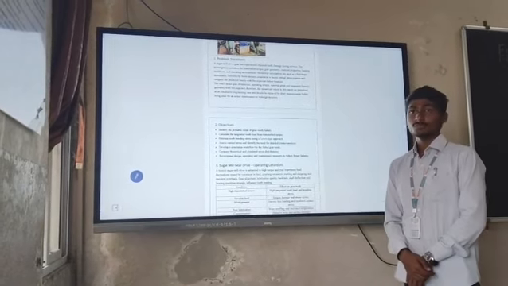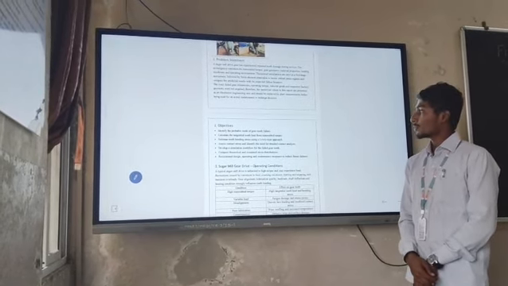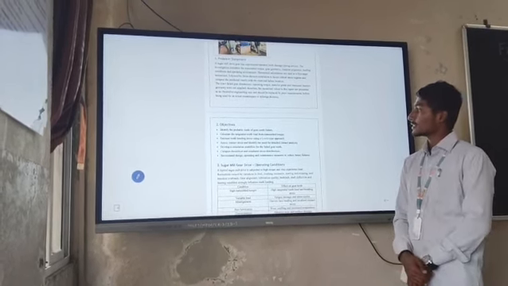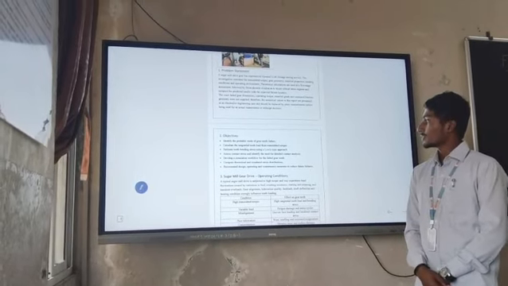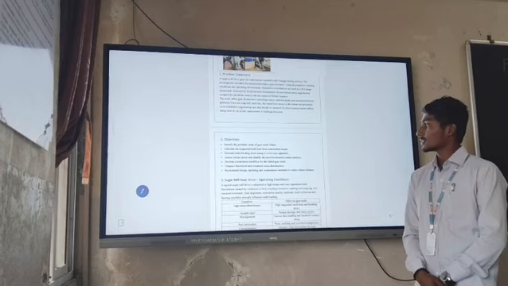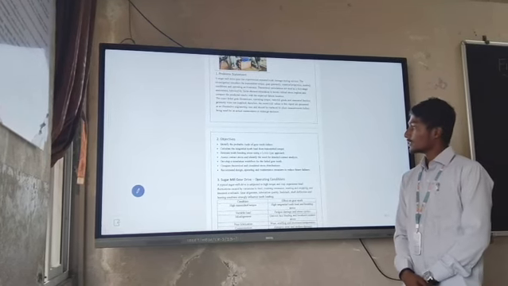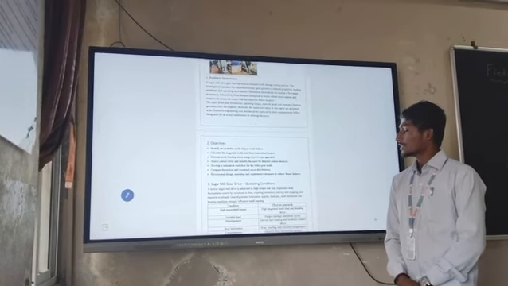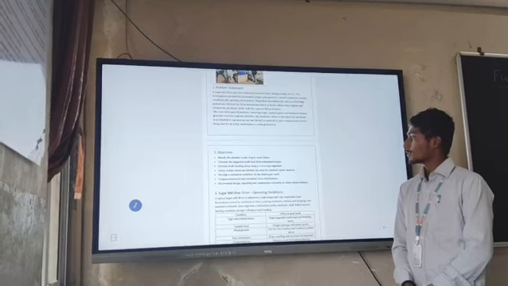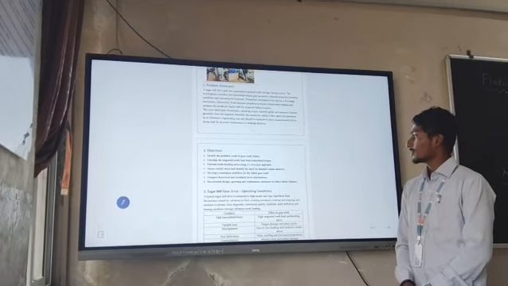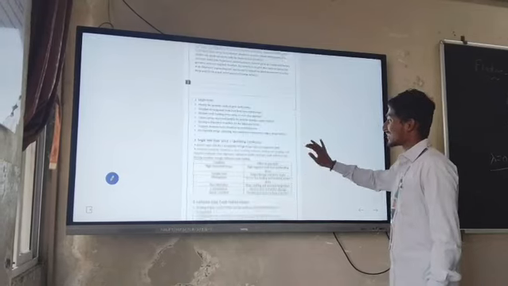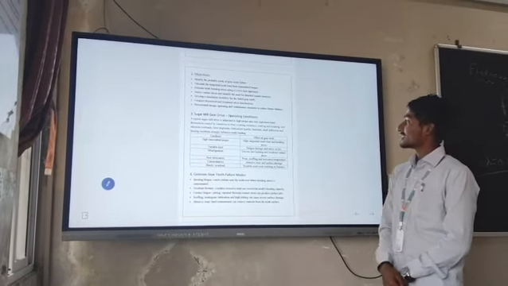Second one is objectives. First one is to identify the probable mode of gear tooth failure. Second is to calculate the tangential tooth load from transmitted torque. Third is to estimate tooth bending stress using Lewis form factor. Fourth is to assess contact stress and identify the need for detailed contact analysis. Next is to develop a simulation workflow for the failed gear tooth. Next is to compare theoretical and simulated stress distributions.